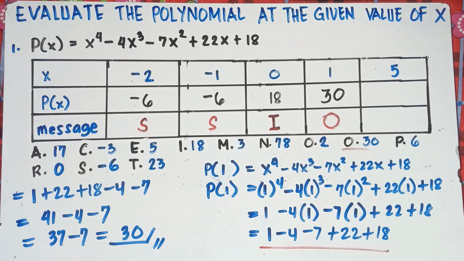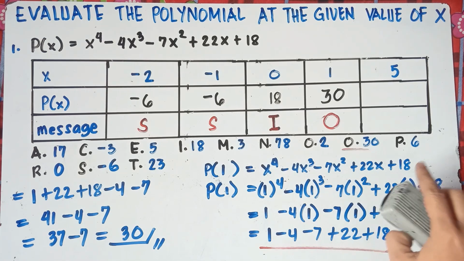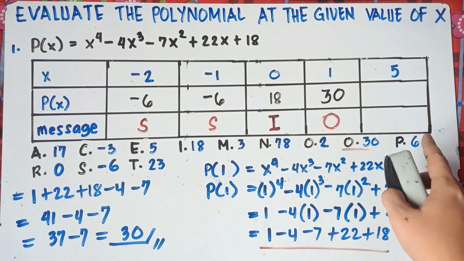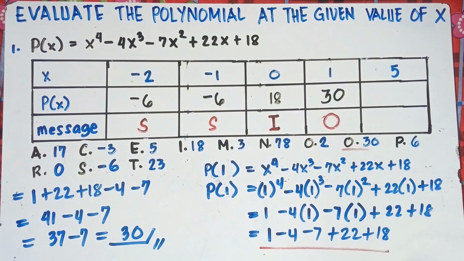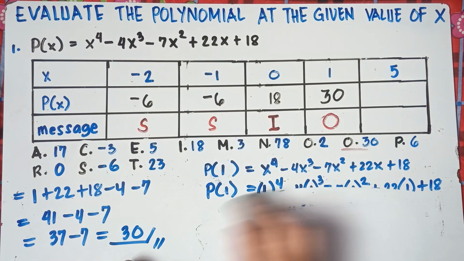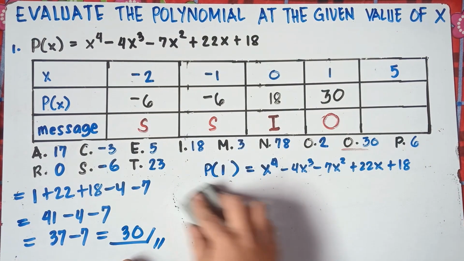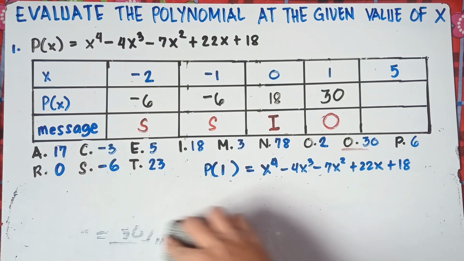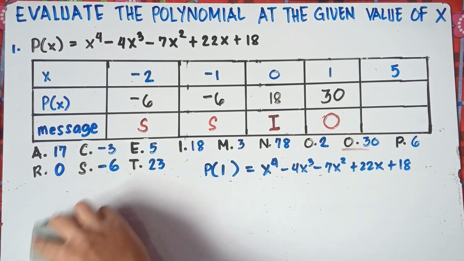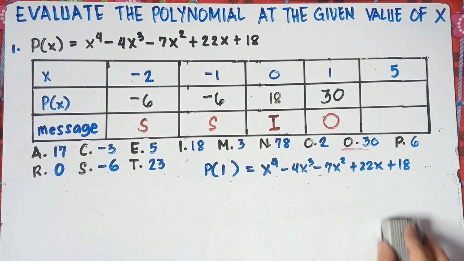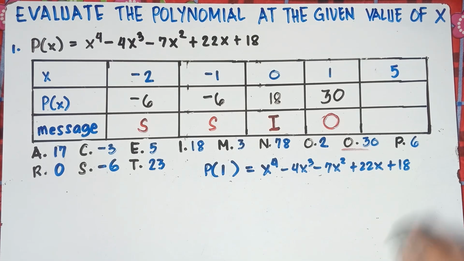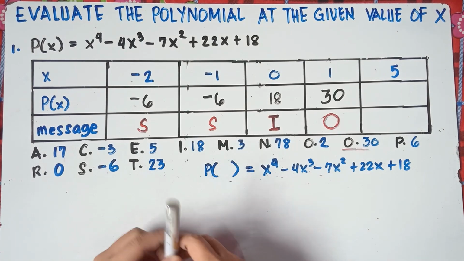Alright, so last number, class, is 5. It's actually 5. I made a mistake a while ago. I put 2. It's actually 5 on the book, class. Alright, so this will be quite complicated now. The P of x is 5, class. This will be more complicated. So let's try to solve that one.